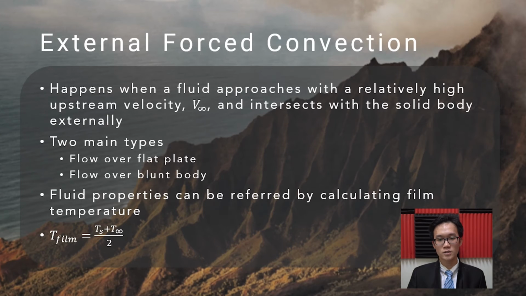External forced convection happens when a fluid approaches with a relatively high upstream velocity, known as V infinity, and intersects with the solid body externally. There are two main types involved, which are the flow over a flat plate and the flow over a blunt body. The fluid properties can be referred by calculating the film temperature as shown in the displayed formula.